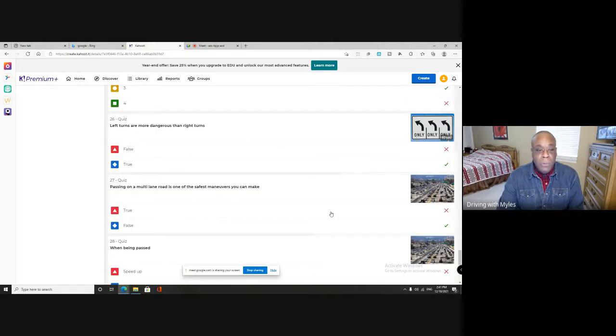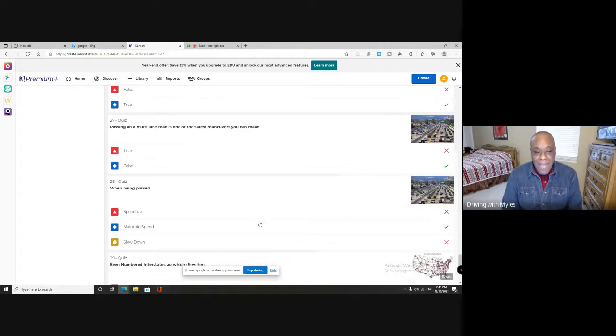Passing on multiple lane roads is the safest maneuver you can make. This is false. Number 28, when being passed, you need to maintain speed. Beginning drivers tend to slow down. They drift to the left. They drift to the right. They may even hit the brake.